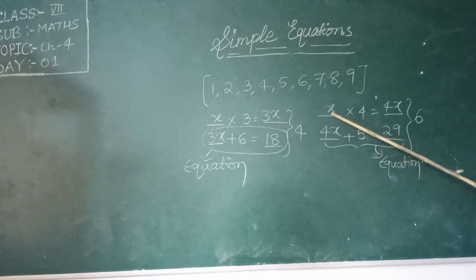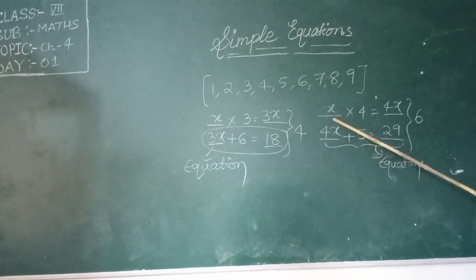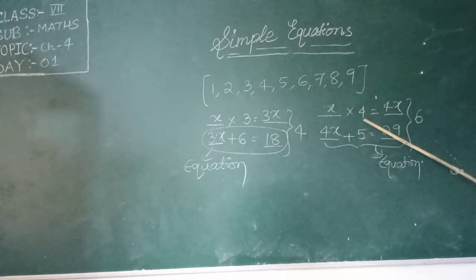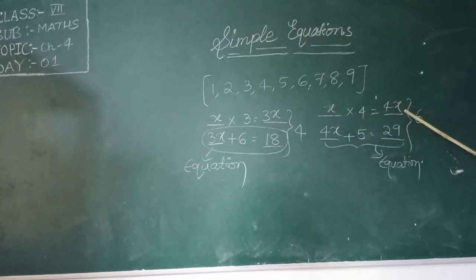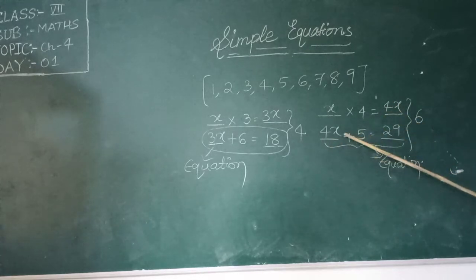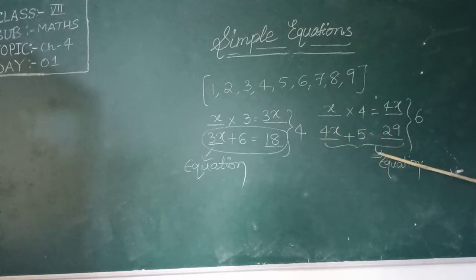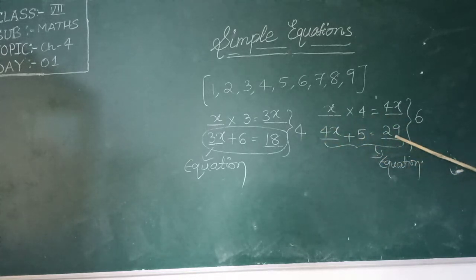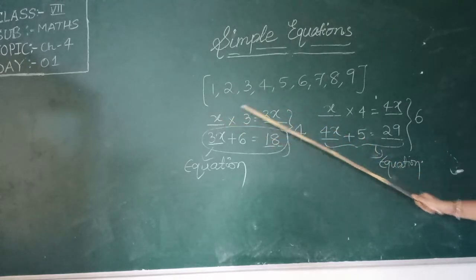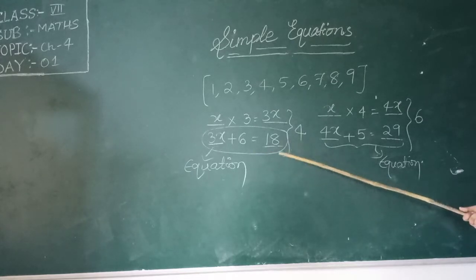Here also, the number you took, choose between 1 to 9. Let us take it as x. Now x into, we told you to multiply with 4. So x into 4 is 4x. Then we told you to add 5. So 4x plus 5 is equal to 29. What is this called? This is called an equation. Now let us see how I told this x is 4 and how this x is 6. Now let us check by using this equation.